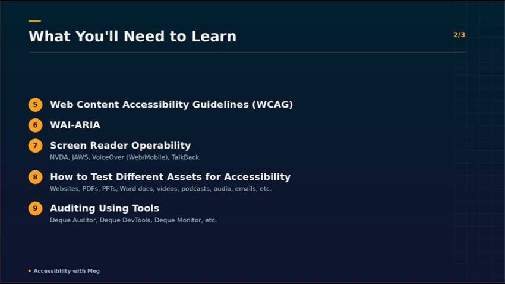And then you have auditing tools. There will be a lot of auditing that you would do. So for your audits, you need to have knowledge of specific tools if they are automated audits. Things like DQ Auditor, DQ Dev Tools, DQ Monitor, etc. These will support and validate your findings when you're auditing, right? So you need to have knowledge of these kinds of software.